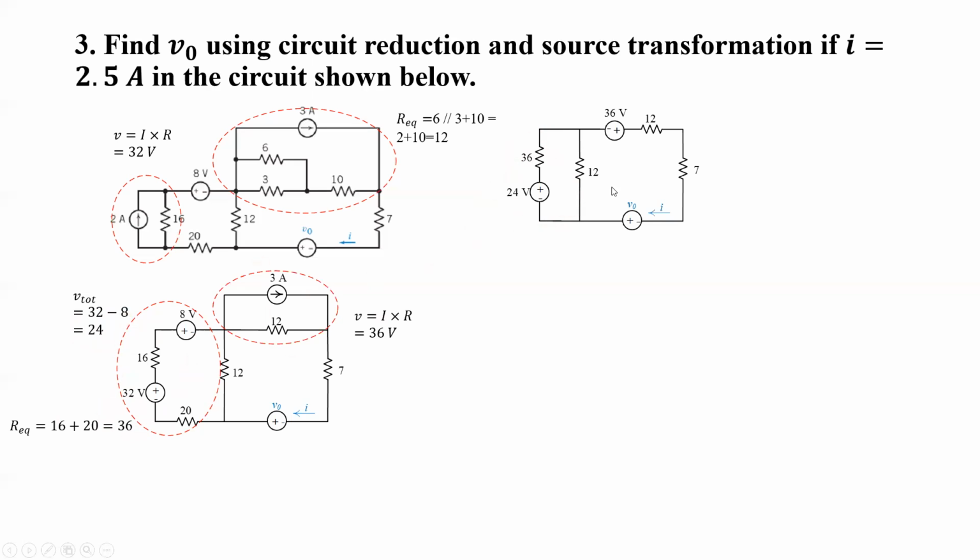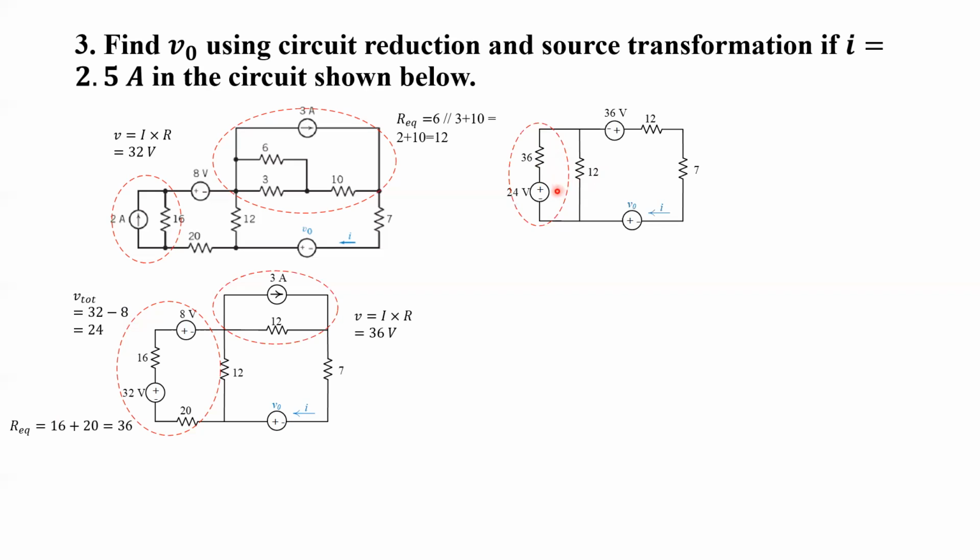Now, if we see this portion of circuit, we can simplify this. These are in series. But first of all, let's focus on this portion. Here, you can see that 36 and 24 are in series. Now, this 36 and 12, 36 and 12 ohm resistors, these are neither in series nor in parallel.